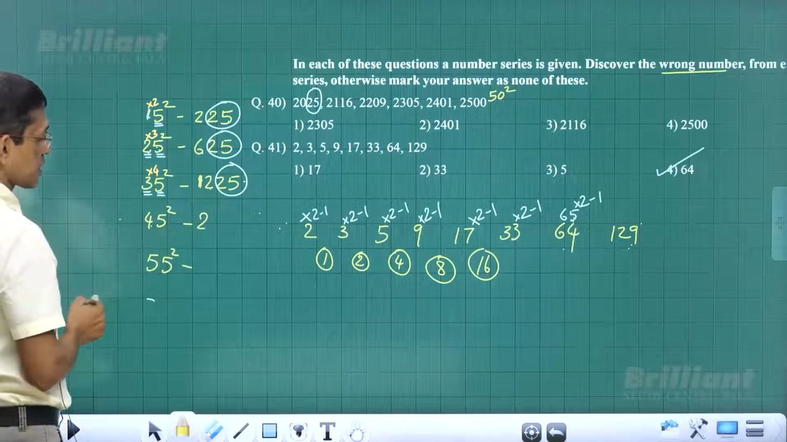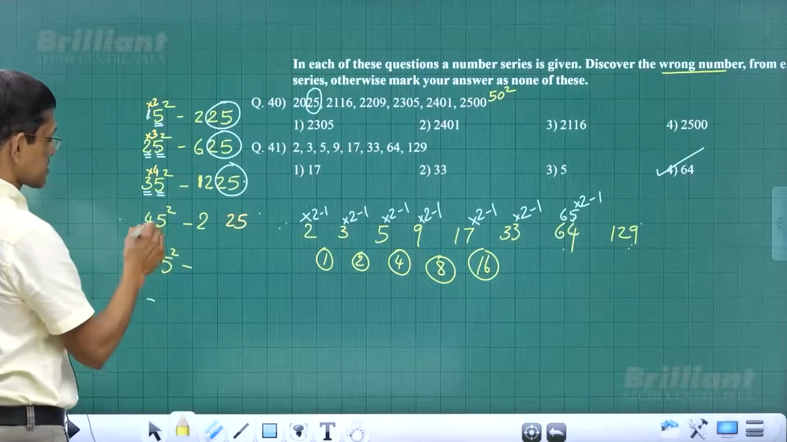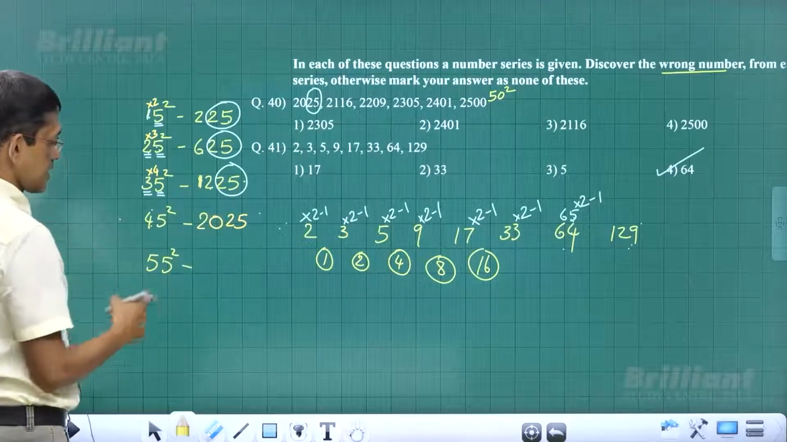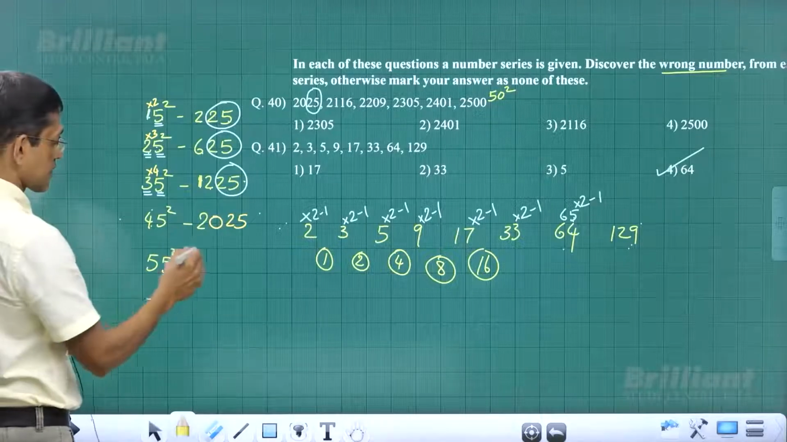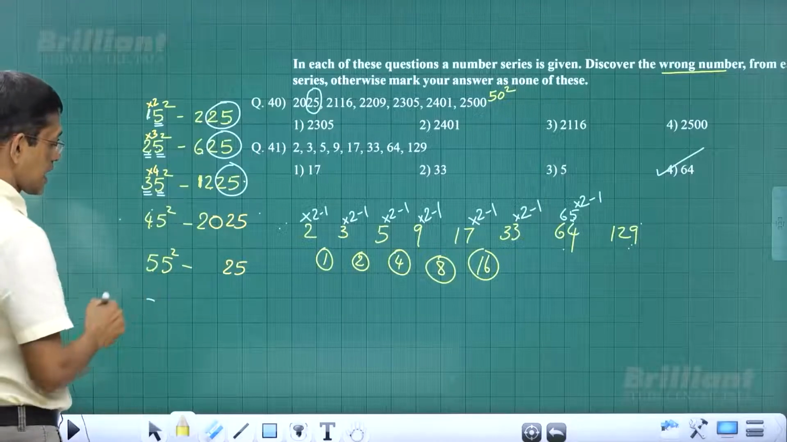So if 45 square, what is the answer then? 5 square must be 25. Then 4 must be multiplied by the next number 5. So 4 into 5, 20. Then if it is 55 square, then of course 55 square, last part must be 25.